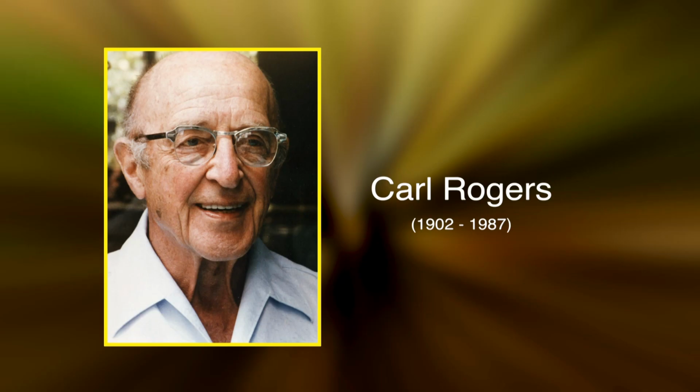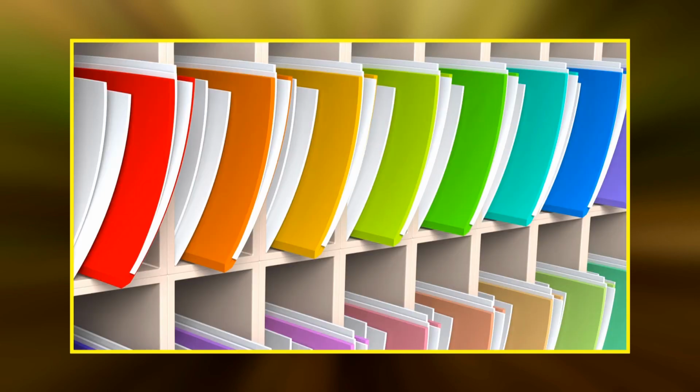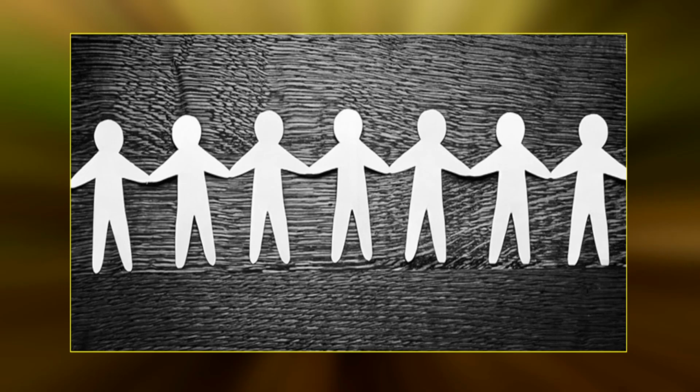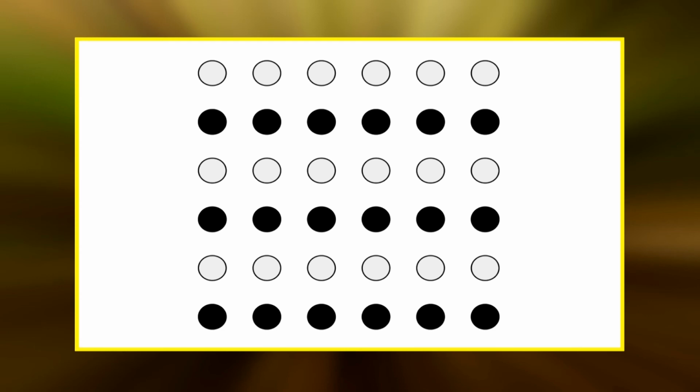Rogers defines the self as an organized, consistent, conceptual gestalt composed of the characteristics of the I or me, and the perception of the relationship of the I or me to others and to various aspects of life, together with values attached to these perceptions.